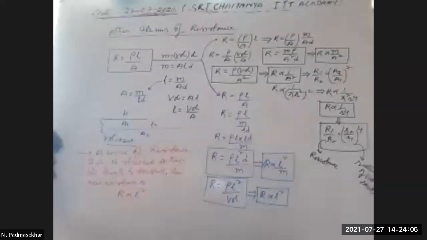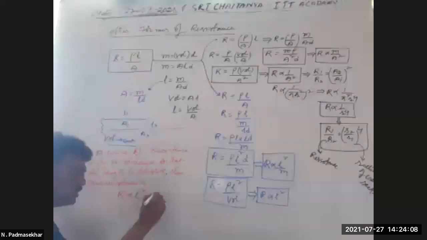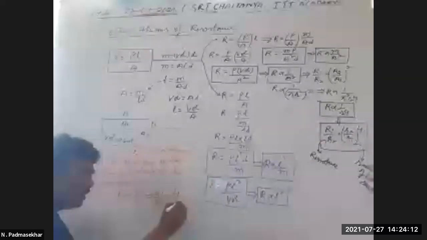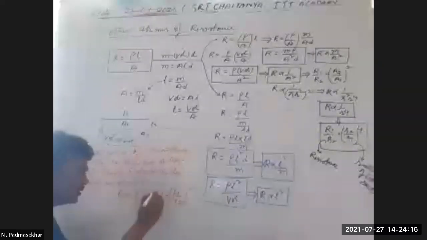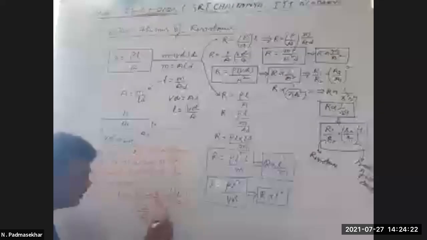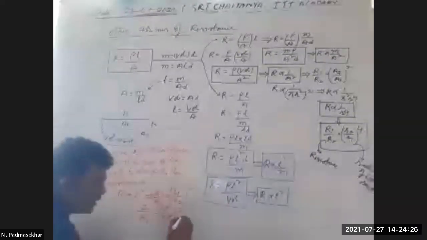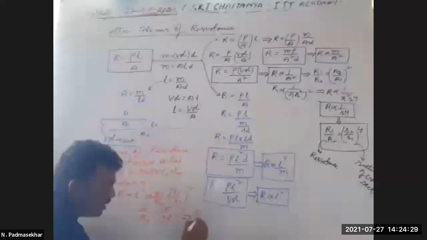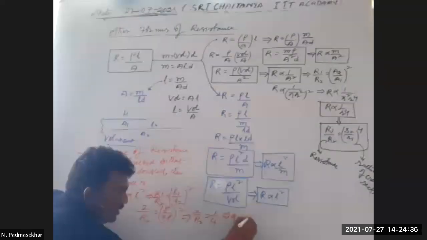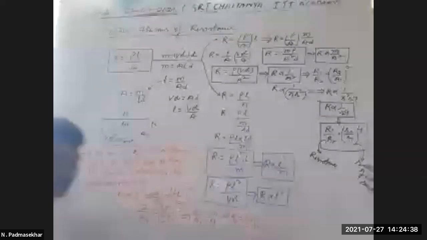So R is directly proportional to L square, which means R1 by R2 is equal to (L1 by L2) whole square. So R1 is 2 and this is R2. This is L by 2L whole square. So now 2 by R2 is equal to 1 by 4, and here R2 is equal to 8 ohms. That is R2. R2 is equal to 8 ohms.